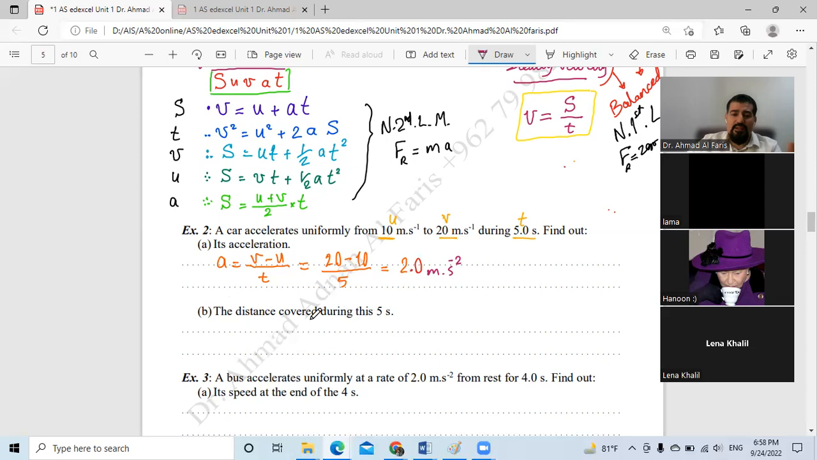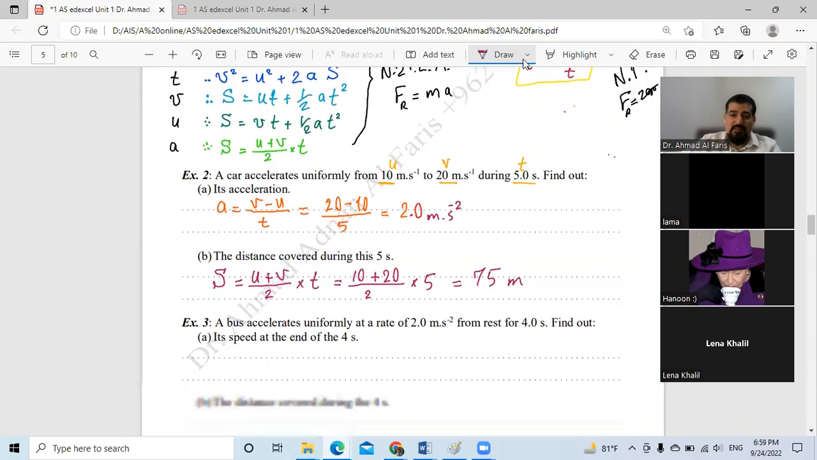Part B, what do they ask? The distance covered during the first 5 seconds. Now, as you can see, I only have u, v, t, and they ask about the distance, s, or the displacement. That means I don't have the acceleration, so I use the equation s equals (u plus v) over 2 multiplied by t, which is equal to 10 plus 20, 30, divided by 2, 15, multiplied by 5, which is equal to how much? 15 times 5, 75 what? Meters. Good? Clear? Any question?